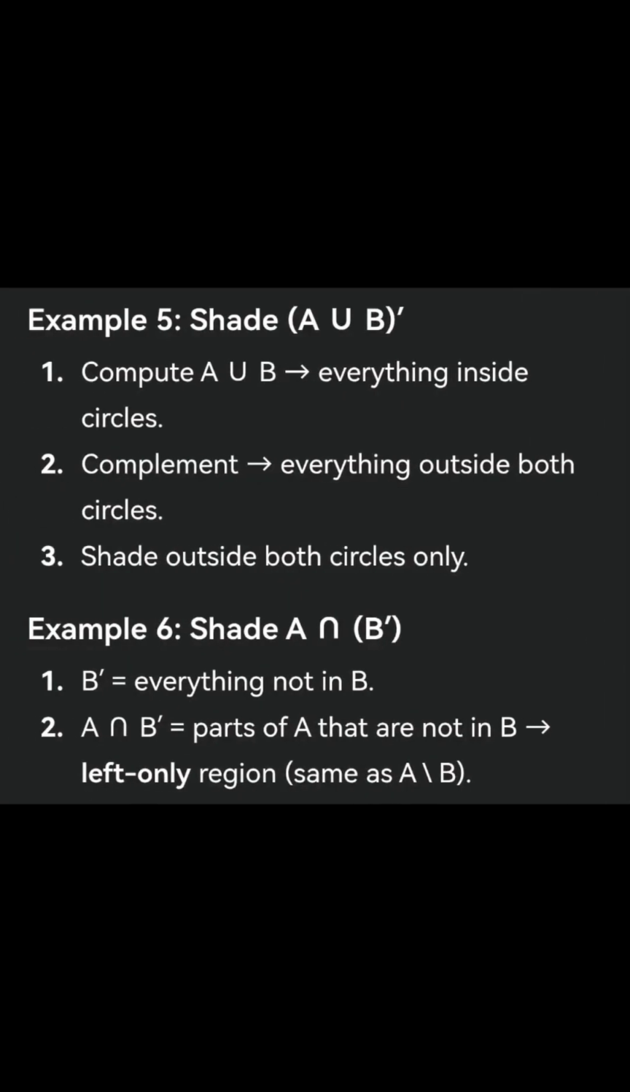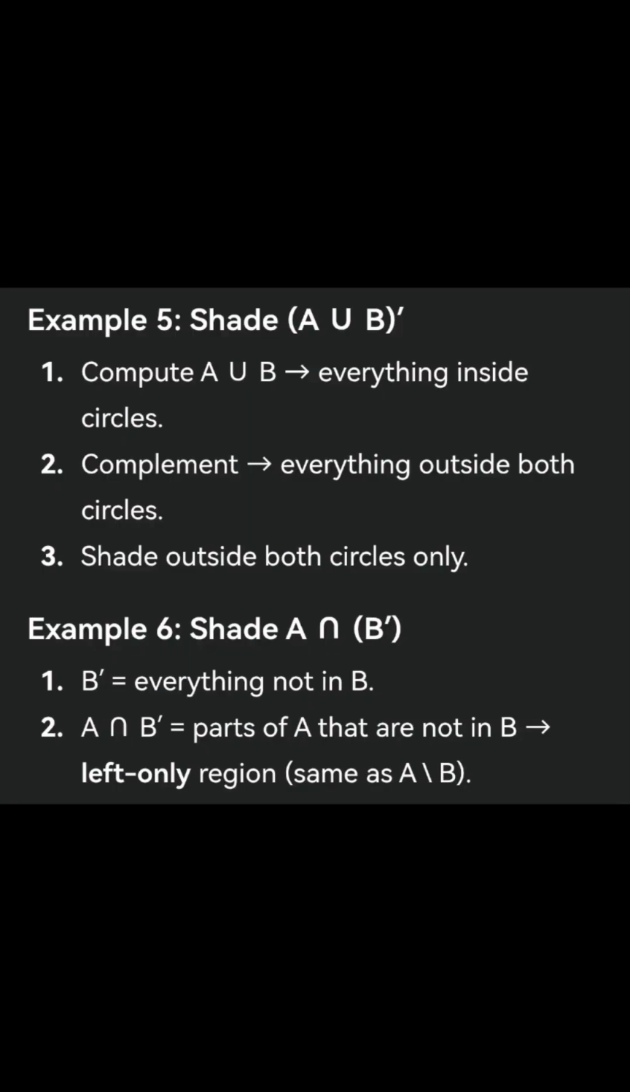Right. Now example 5. Shade A union B complement. You compute A union B: everything inside these circles. We have told you what the union means. Everything in A, everything in B, and then the intersection will automatically be shaded. Now, the complement is everything outside both circles, right? Now, shade outside both circles only. That will include leaving the A only aspect, the intersection, and B only. We are leaving these regions and shading outside these areas.